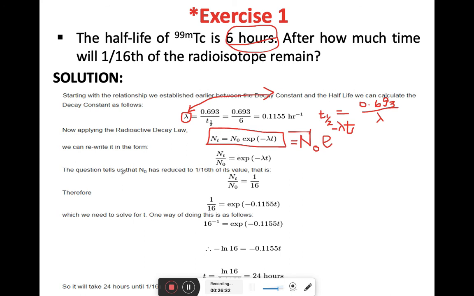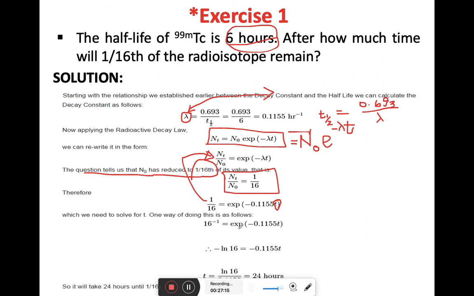Now we know that the question tells us N naught has reduced to 1 over 16th of its value. So basically we have here N over N naught is 1 over 16. You just plug this value into the equation, and if you calculate correctly, you will be able to get the T, because we are interested in getting the T. I'm not going to explain how to get T because this is only simple mathematics.